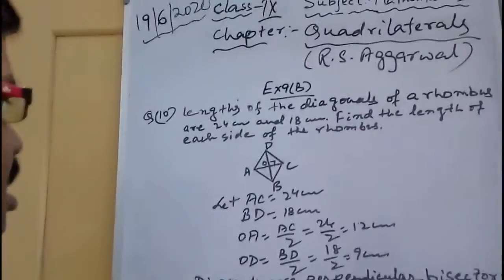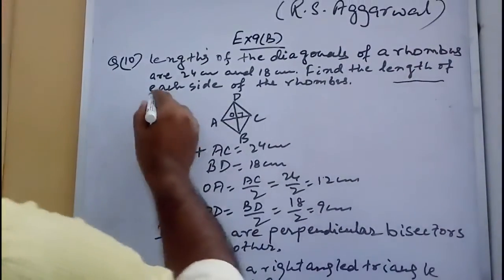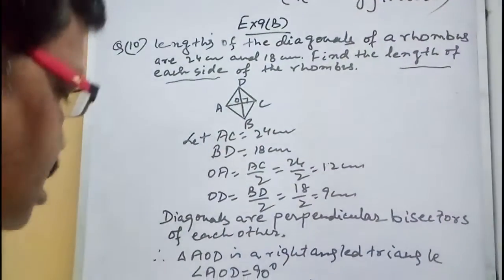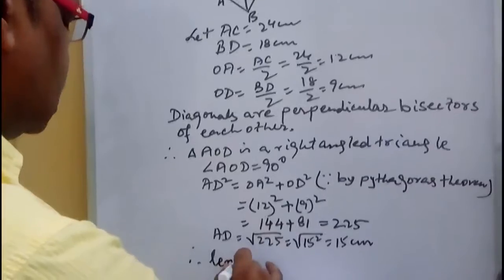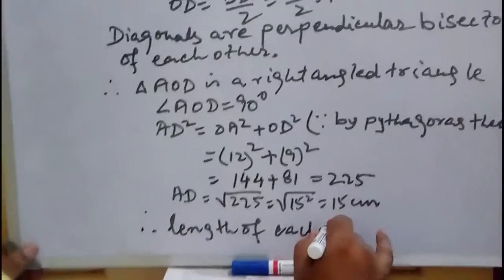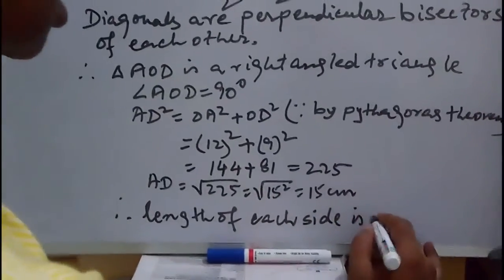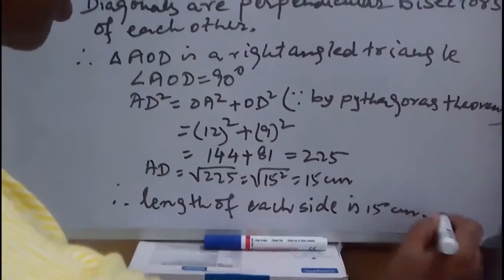So AD is the side of the rhombus, as we have to find length of each side. In case of rhombus, all sides are equal to each other. Therefore, length of each side is 15 centimeter.